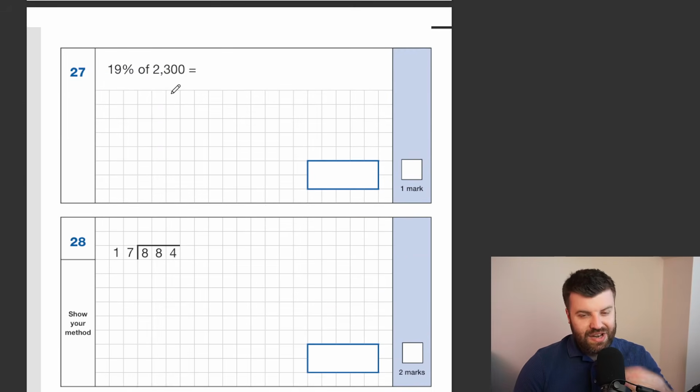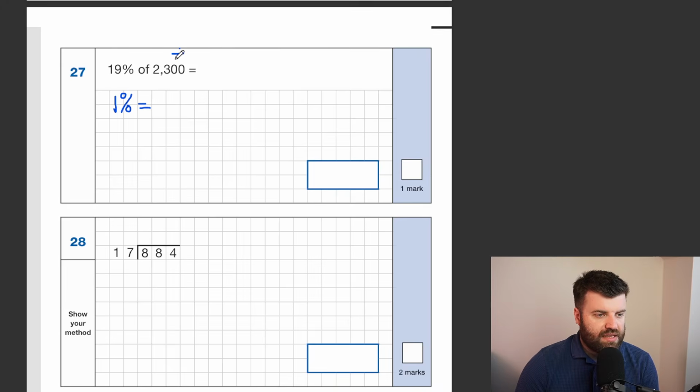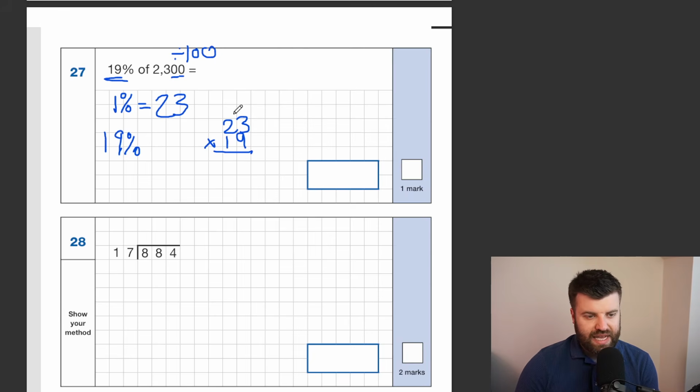Question 27, 19% of 2,300. In this case, there's multiple ways we can do this. I'm going to show you one method. We can work out 1%, and we can work out 1% by dividing by 100, which is great for this number because it has two placeholders at the end. So 1% is just going to be 23. Then I want 19 of those percentages. So what you're going to do is 23 multiplied by 19. And if you know your long multiplication, you can work this out. Do times by 9 here and times by 10 at the bottom and then add them up.